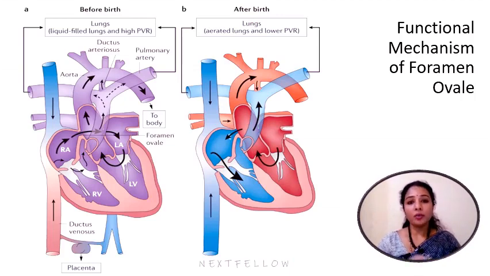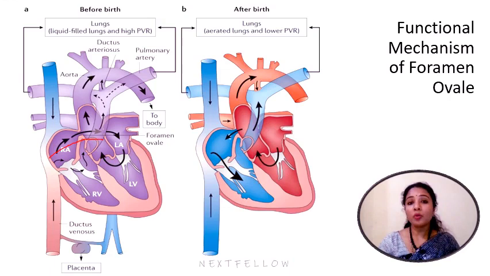So let us discuss the functional mechanism of the foramen ovale. The foramen ovale acts like a one-way valve from right to left. Septum primum is a thin and mobile flap, while the septum secundum is quite thicker and firm. When blood accumulates in the right atrium, it pushes the septum primum towards the left and the foramen ovale opens. So blood flows from the right atrium to the left atrium.